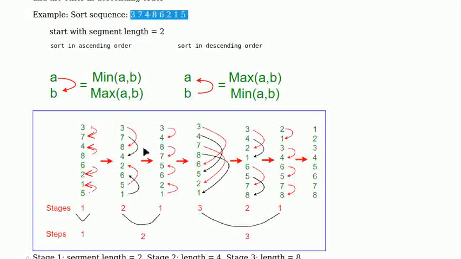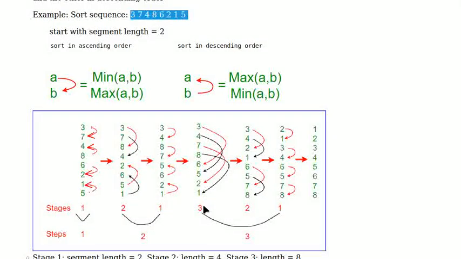And now we combine this to form this one sequence, which now has 8 elements. At the beginning, this segment only has 2 elements, and then the segment length becomes 4, and now it becomes 8. So this is stage 3.